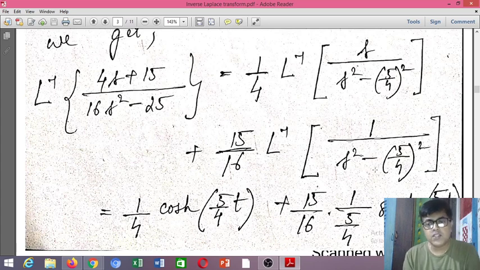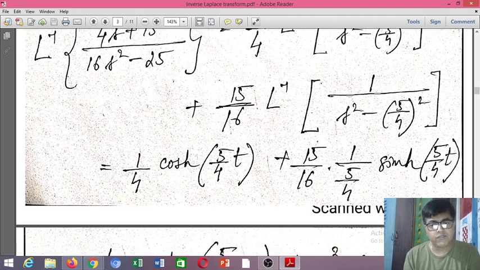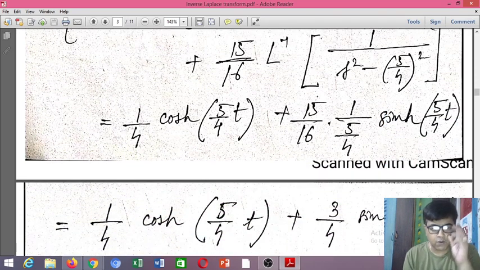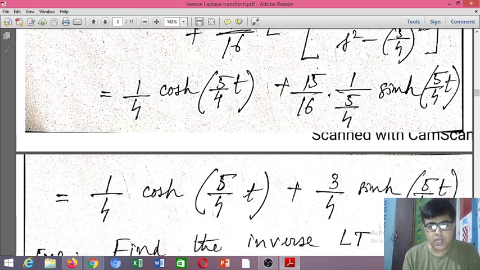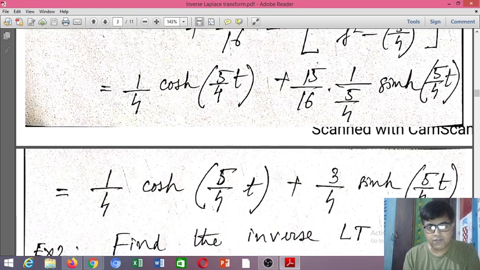So therefore, this will be sine hyperbolic (5 by 4)t multiplied by 1 by a, and a in this case is 5 by 4. So 1 by 5 by 4, or 4 by 5, whatever we write. So now on further simplification, you will get the answer of this question. So you get 1 by 4 cos hyperbolic (5 by 4)t, and we get 3 by 4, some factors cancel, 3 by 4 sine hyperbolic (5 by 4)t, which is the final answer of this particular question.